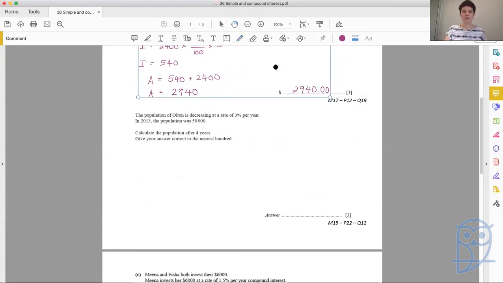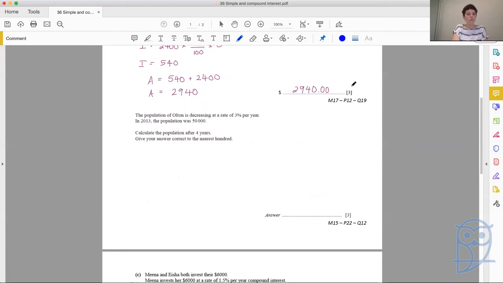Something a little bit different. The population of Alton is decreasing at a rate of 3% per year. In 2013, the population was 50,000. Calculate the population after 4 years. Give your answer correct to the nearest 100.